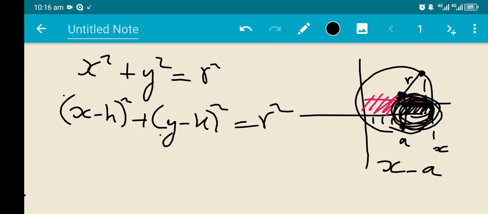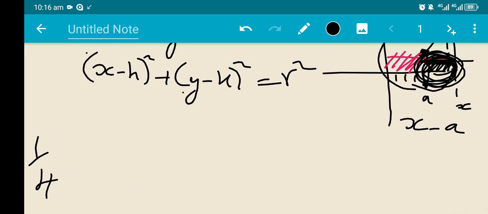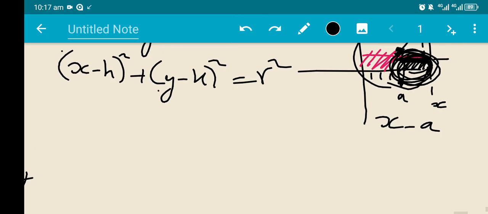With the same idea, assuming they've given you some values, x minus h and y minus k, and they want you to find where this conic section is located, all you have to do is equate this to 0 and then solve for x. So x minus h should be equal to 0. Then you say x equals h. Meaning it is located at some point h.